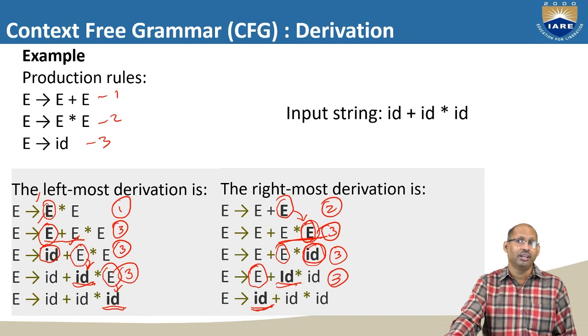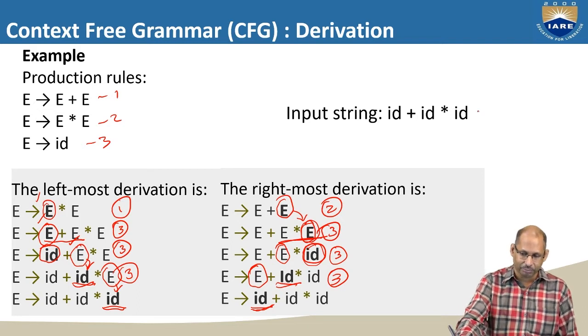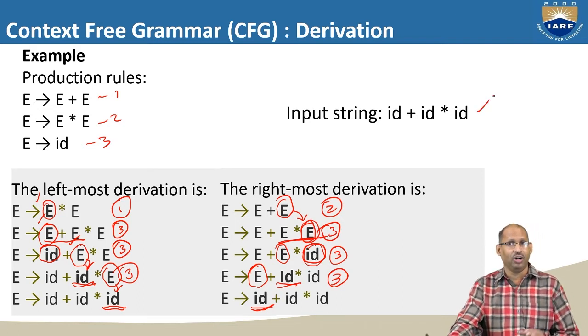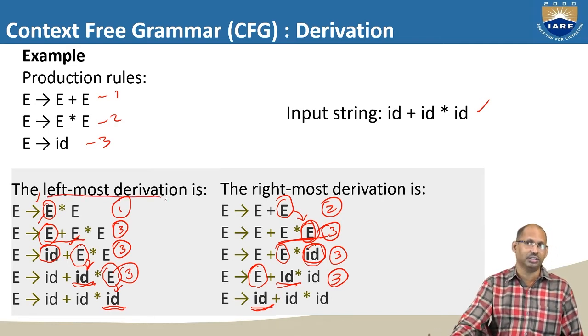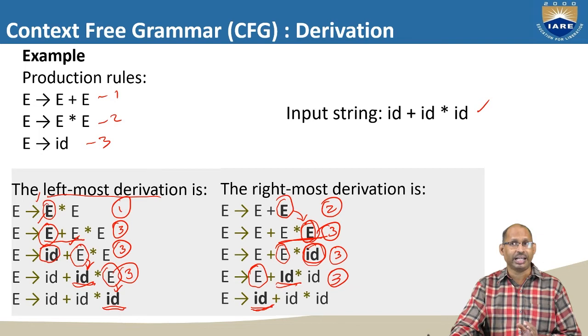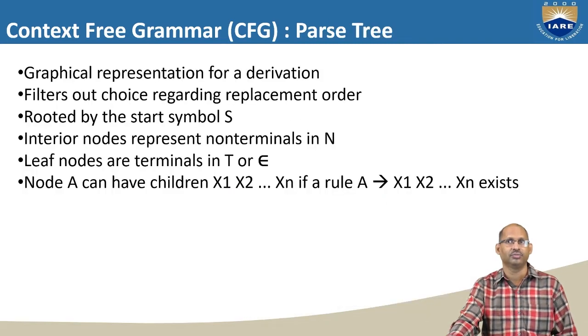So here we are replacing in each derivation step only the right hand variable. Then it is called the right linear derivation or rightmost derivation. So in deriving the input string ID plus ID into ID, if we always replace the left hand variable, then it is leftmost derivation. If we always replace the right hand variable, then we refer to it as rightmost derivation, right?